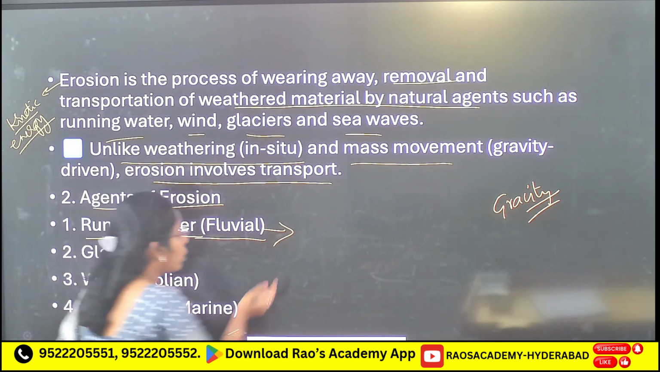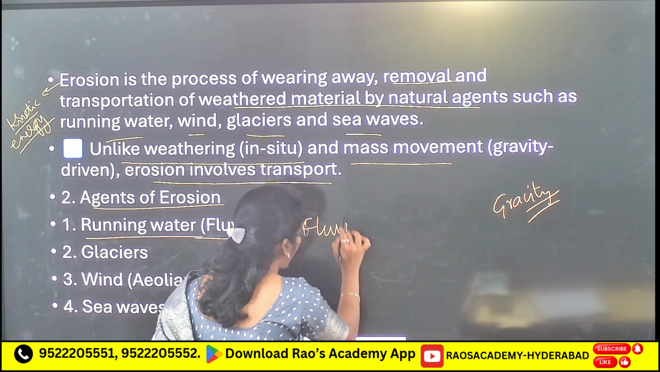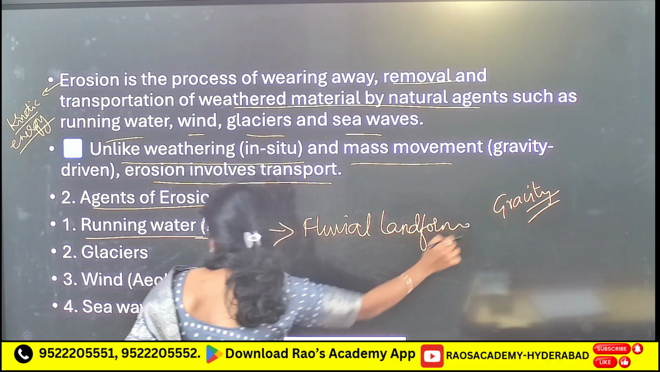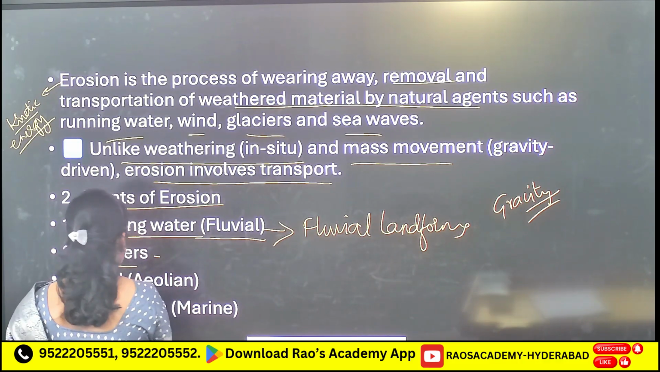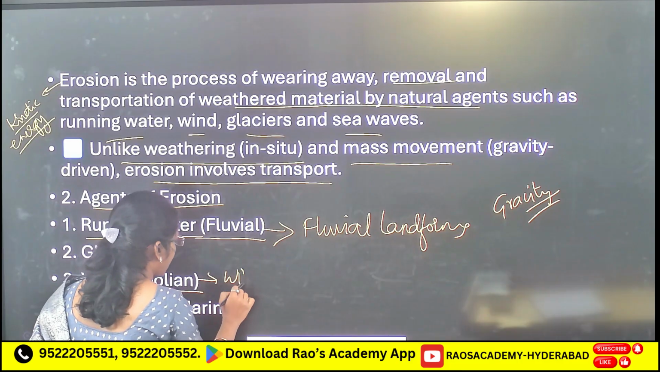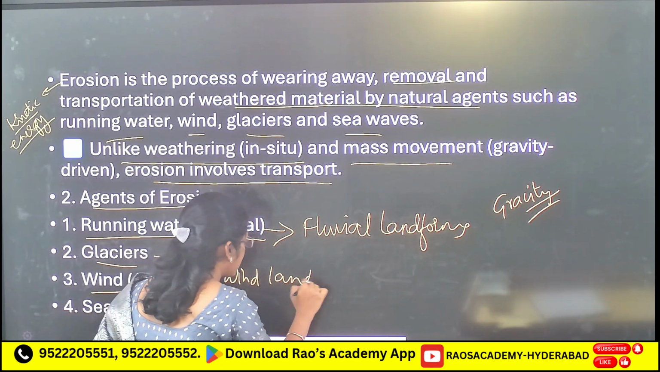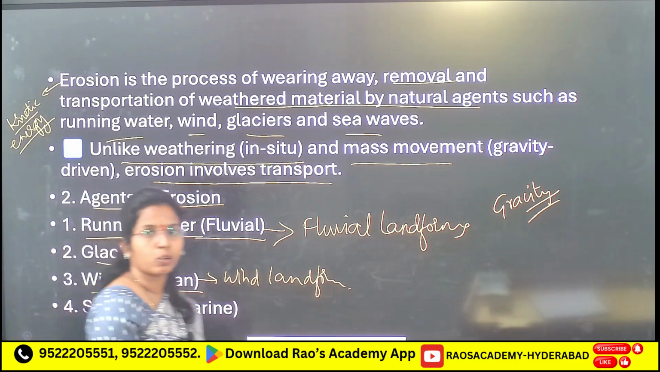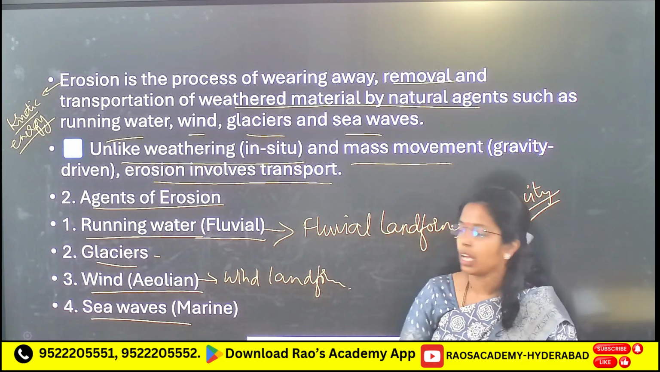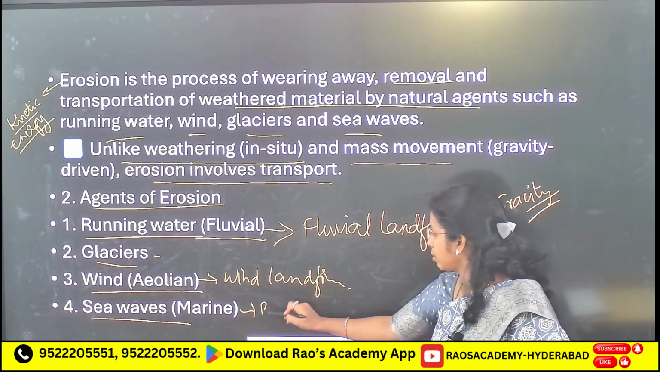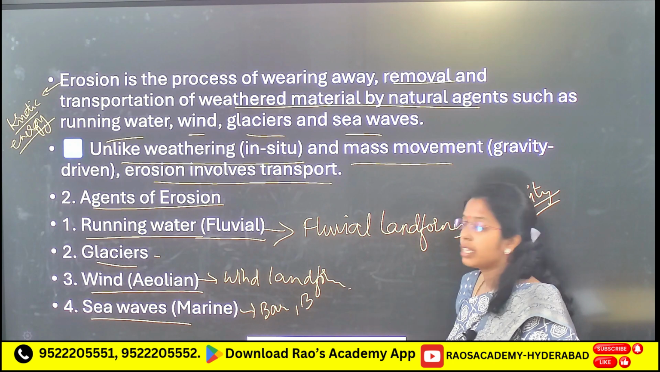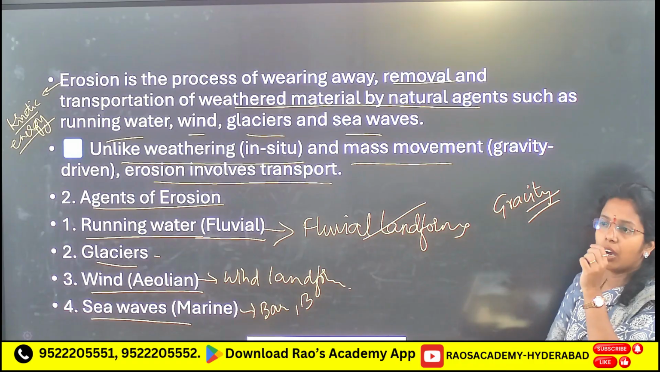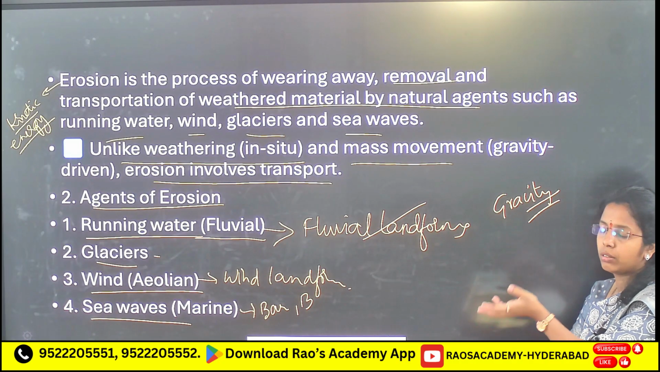Agents of erosion: running water. Because of this running water, what you will see? Fluvial landforms. Next we are going to learn fluvial landforms. Glacier, glacial landforms. Wind, here you will see wind landforms in deserts. Sea waves, marine coastal landforms, here bays, bay formation, barrier formation, sea caves. In fluvial you will see meanders, valleys.